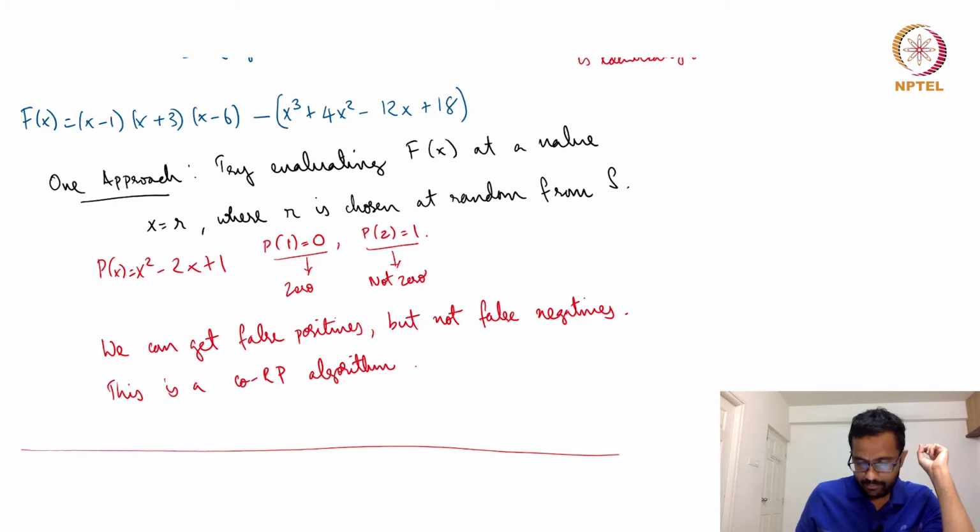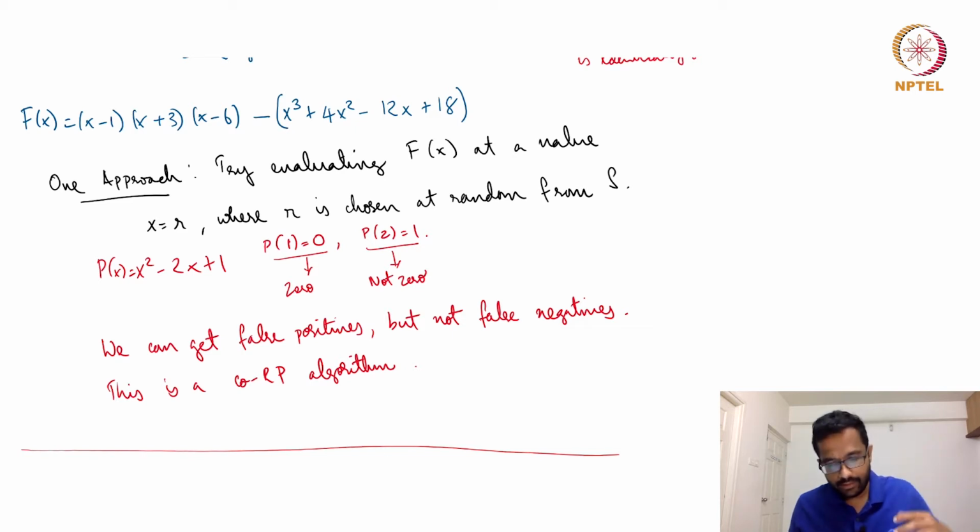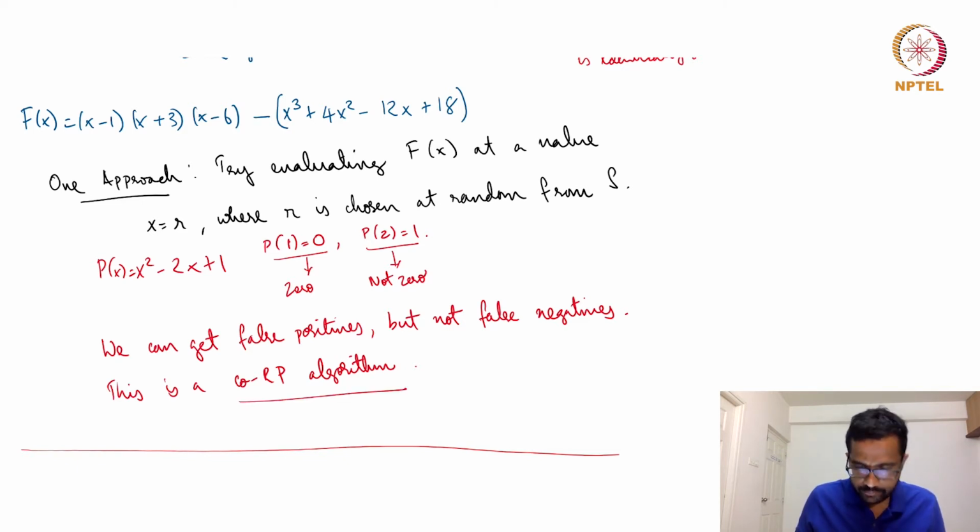But there is no known deterministic algorithm. So this is a candidate problem that makes one think that randomness does indeed give more power as compared to deterministic polynomial time algorithms. So this is a co-RP algorithm, right?